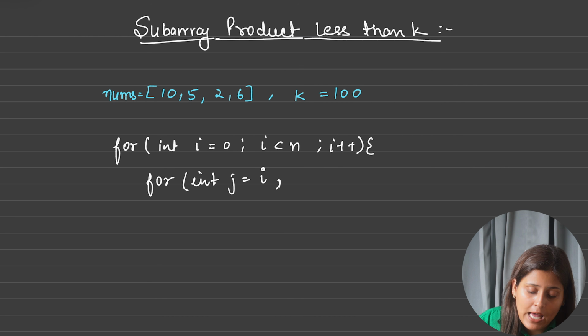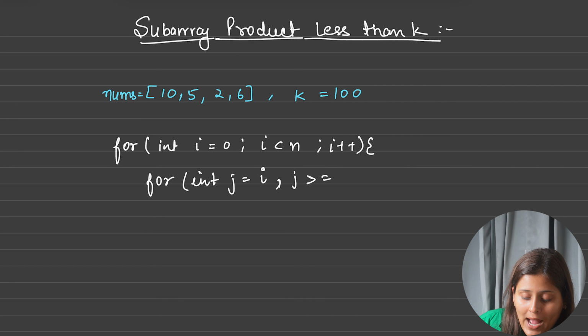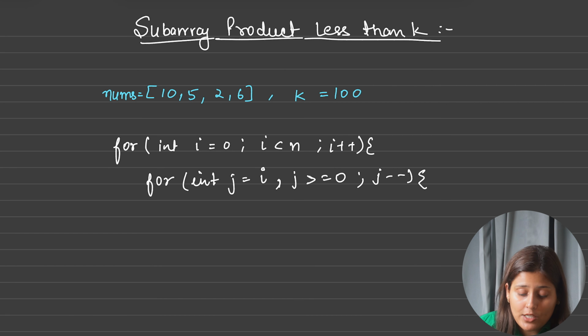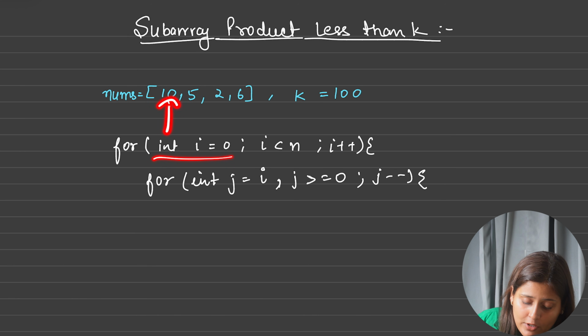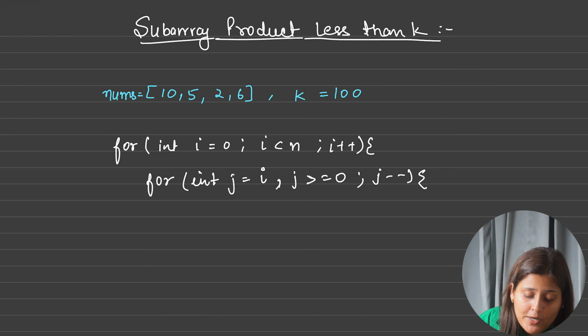Means if suppose i is here, we can calculate the subarrays in this direction or this direction also. Any one direction we can fix. So suppose we want to calculate in the leftward direction. So for sure we have to run our j loop from i, j greater than or equal to 0 and j minus minus. Correct? So what will be the first subarray? i will point to this and j will also point to this only, towards the left side until it is 0. So the very first product will be 10.